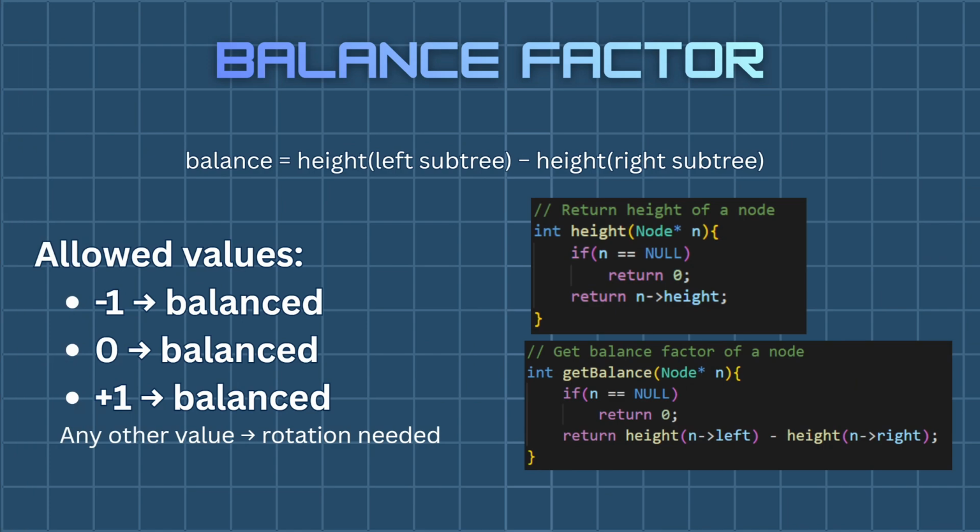To measure balance, AVL trees use something called the balance factor. The balance factor is calculated as the height of the left subtree minus the height of the right subtree. If the balance factor is -1, 0, or +1, the node is balanced. If the balance factor becomes +2 or -2, the node is unbalanced and must be fixed. AVL trees check this balance factor after every insertion.